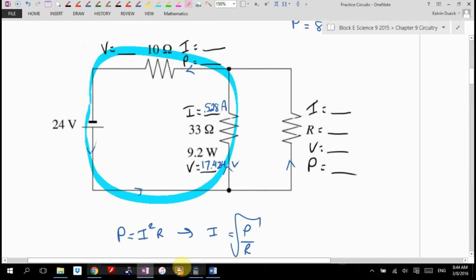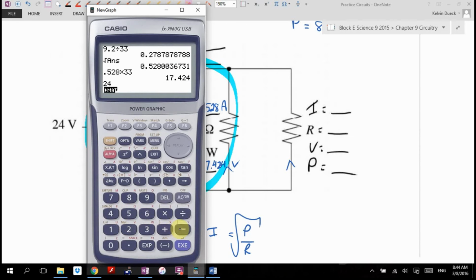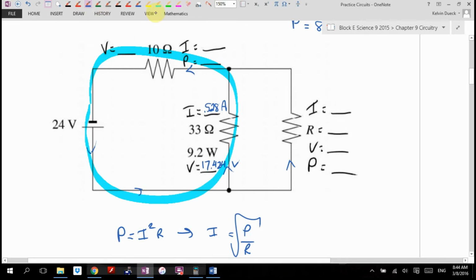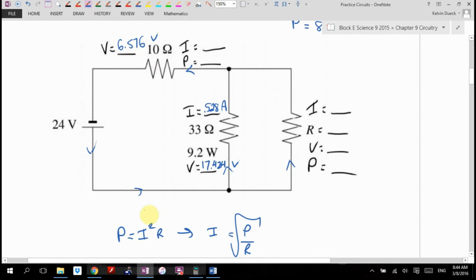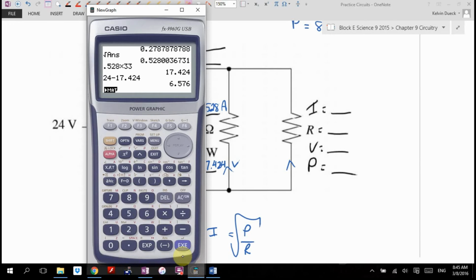You know what? This has to be 24 minus 17.424. It has to be 6.576 volts. Let me erase this now. 6.576 volts. Is that what I said? 6.576? Yeah. Why does that help? Well, Hannah, now I know two. I know all four. Current is going to be 6.576 V divided by R. I could have done that one in my head. 0.6576.